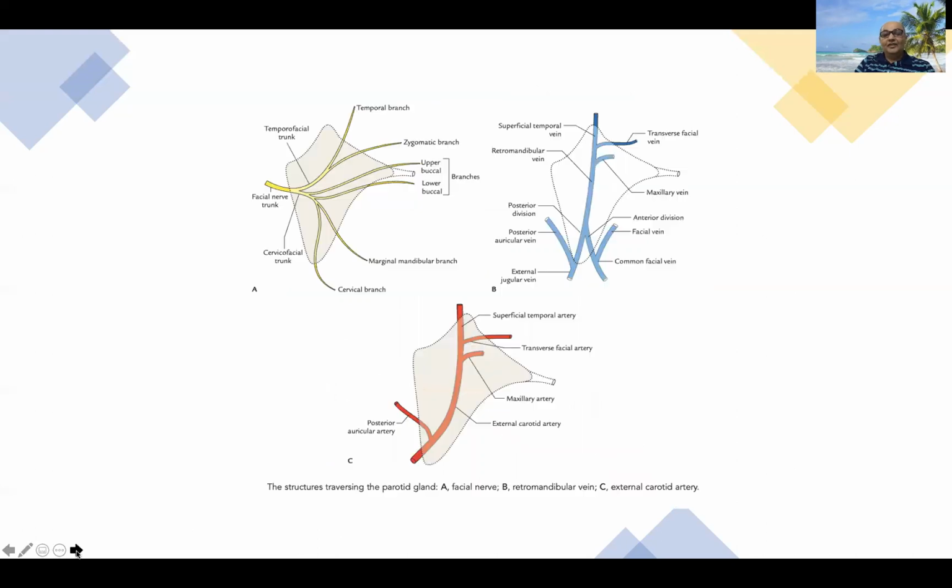Okay, going further, now we are looking at how the different structures we talked about are arranged.